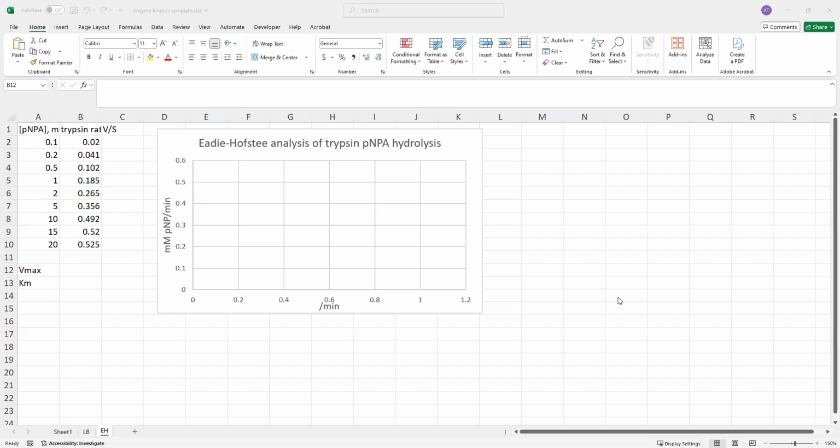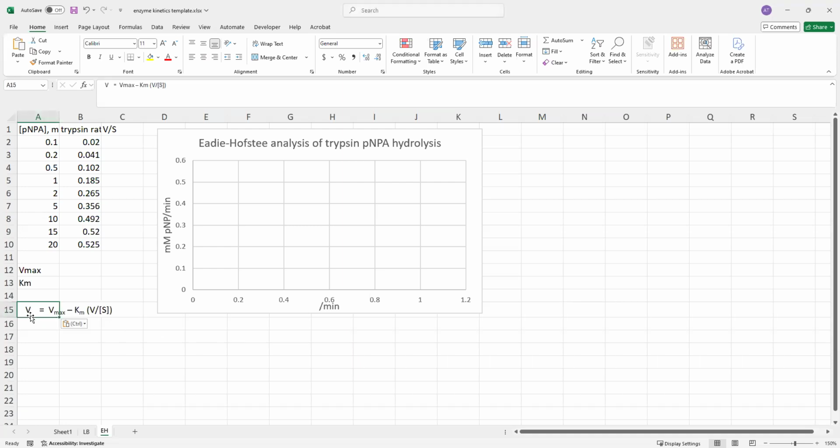This is a video walkthrough of using the Eadie-Hofstee analysis for enzyme kinetic data. In the Eadie-Hofstee analysis, the equation is rearranged by multiplying both sides by Km plus S and then rearranging. The resultant equation is: velocity equals Vmax minus Km times V divided by S.